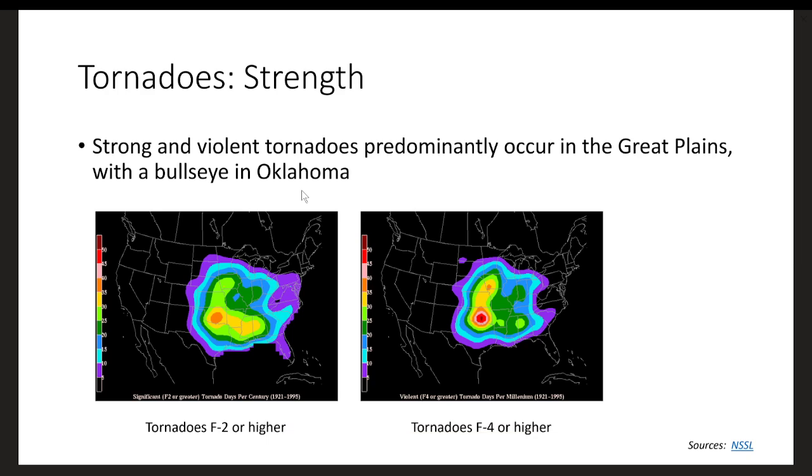So, tornado strength. Strong and violent tornadoes predominantly occur in the Great Plains with a bullseye in Oklahoma. Granted, this is from 1921 to 1995, and this does not include the April 2011 incident, which significantly impacted tornado climatology, and questionably so, because it was only over the course of 3 days. But this bullseye looks different now because of that storm and other storms since. But you can see that between 1921 and 1995, there were more significant tornado days in Oklahoma, and there were more violent tornado days in Oklahoma.